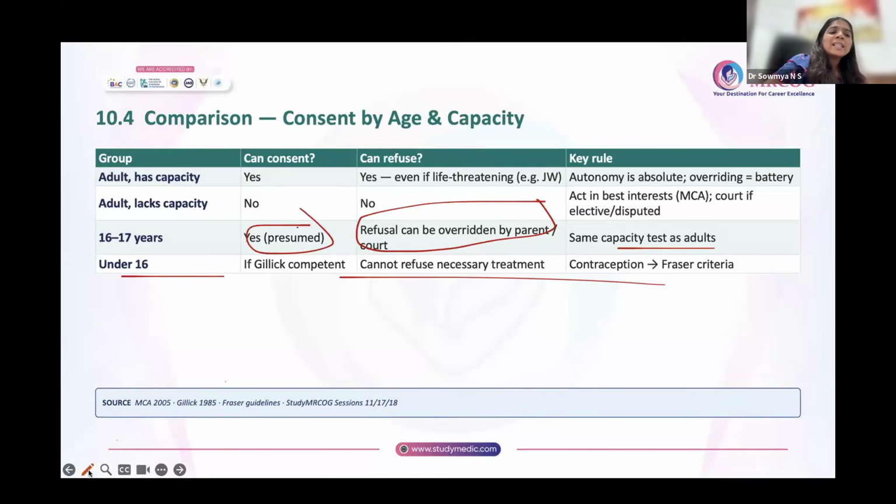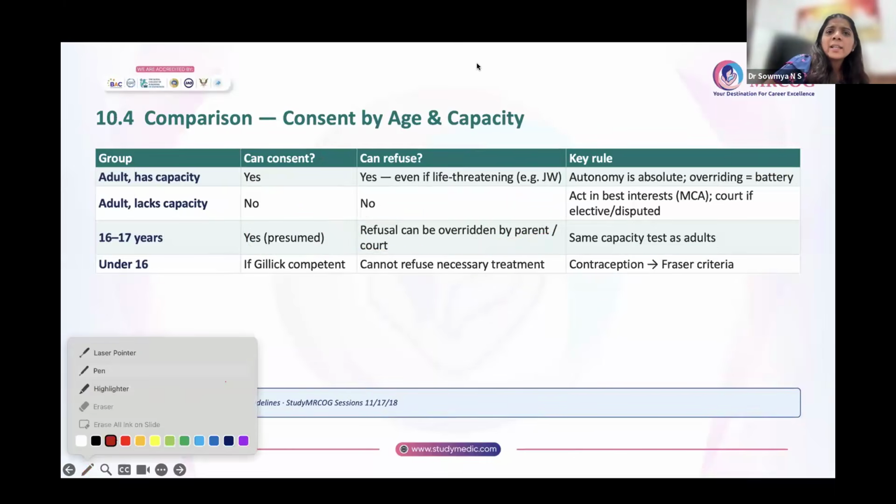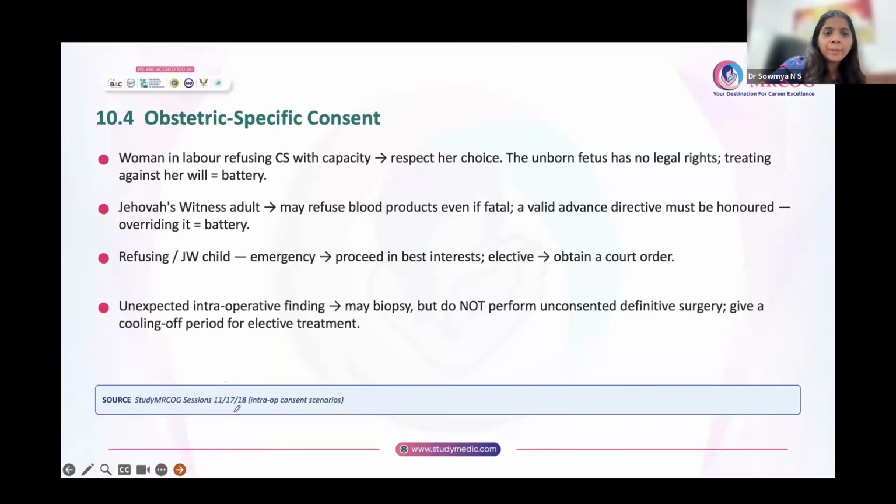Okay guys, so these are very important. Consent and ethics, people tend to worry a lot and they tend to make a lot of mistakes. So I hope this has given clarity for the age. I think this is the second time I am repeating this, so I'm sure this would be easier.